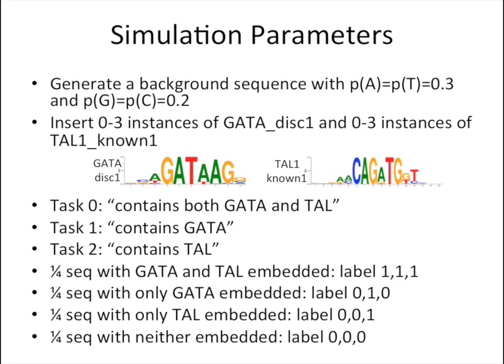A quarter have only a GATA motif embedded and are labeled 0, 1, 0. A quarter have only a tal motif embedded and are labeled 0, 0, 1. And a quarter have neither embedded and are labeled 0, 0, 0. Note that sequences that resemble a motif can occur by chance even if we have not embedded them. And for more details on the simulations, please see the appendix.